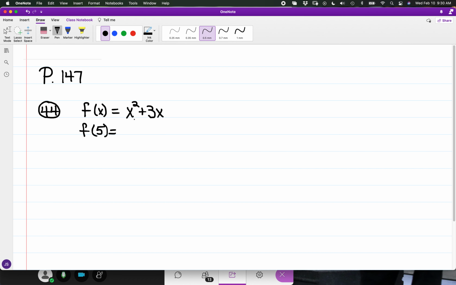So for f of 5, upon substituting that value for x, in the follow through we have f of 5 is equal to 5 squared plus 3 times 5. So we have 5 squared is 25, plus 3 times 5. 3 times 5 is 15. And for the result here, on the graph of this particular function, whenever x is 5, the y value will come out to 40.